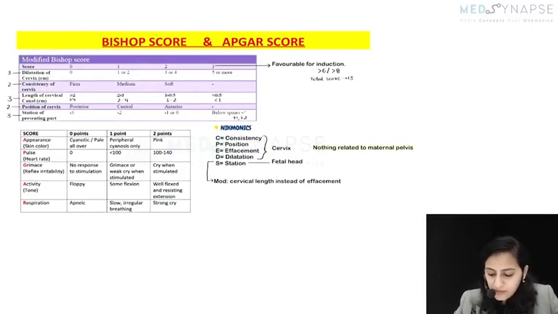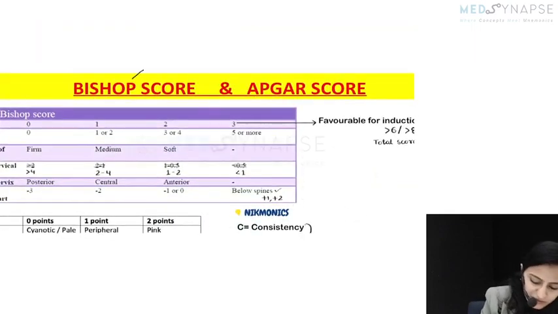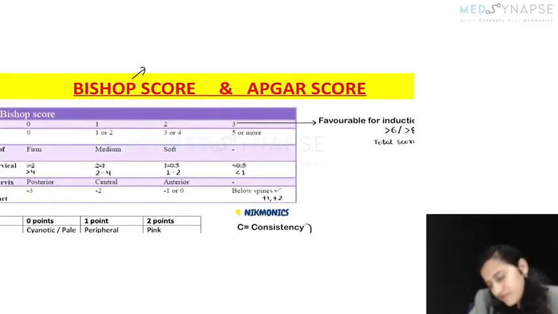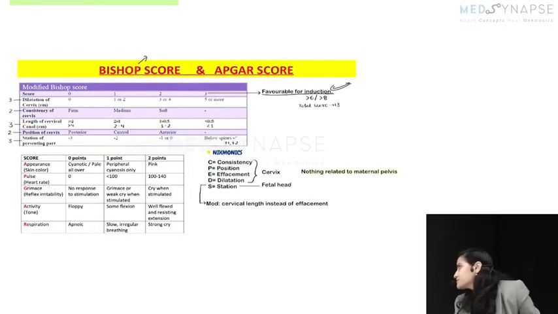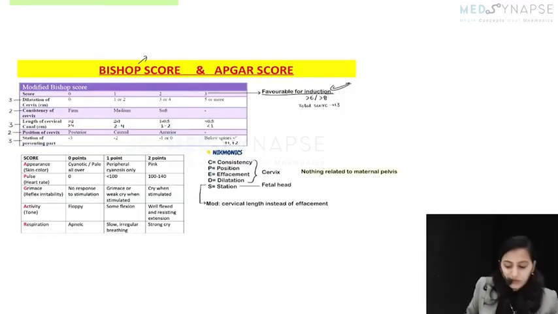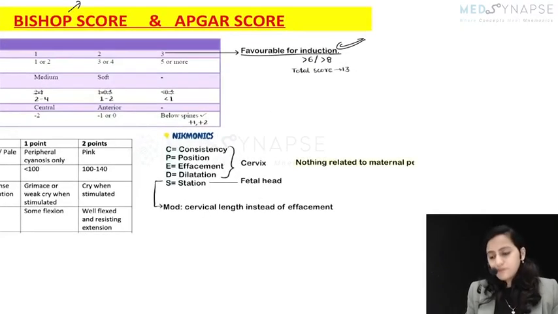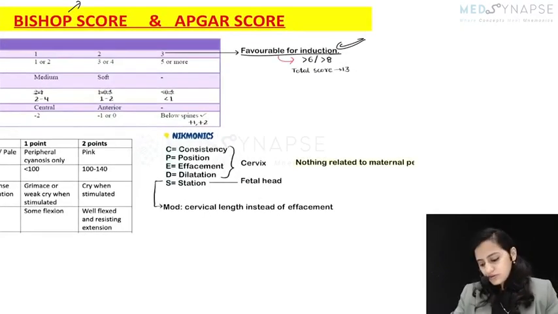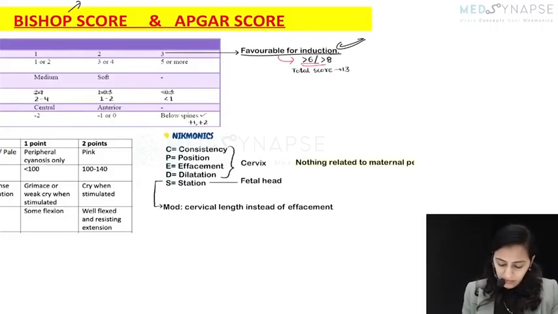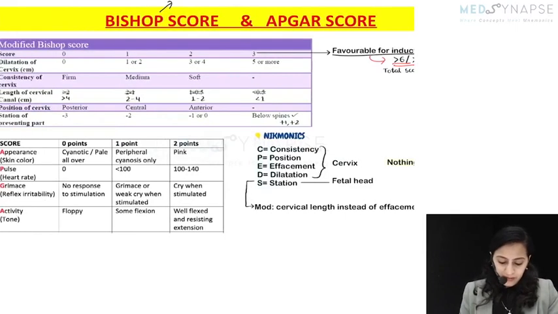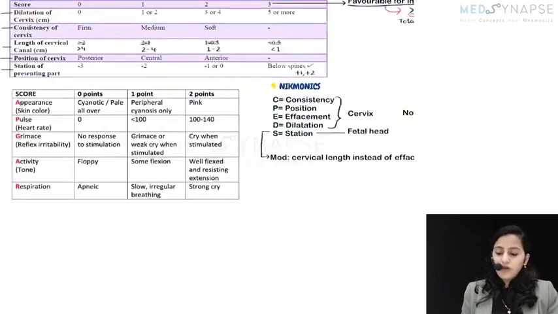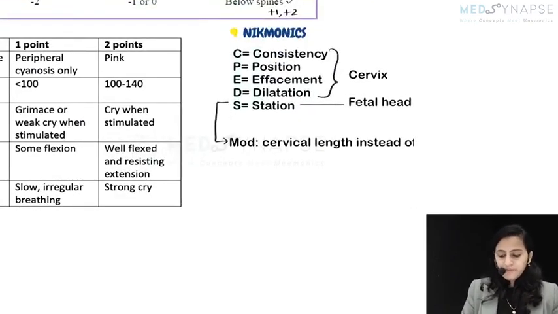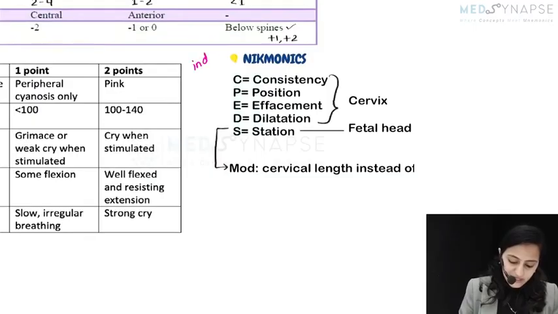Bishop score, Apgar score. Bishop score is used for looking at the favorability for induction, the cervical induction. So favorable है कि नहीं induce करने के लिए, that is what the Bishop score is used for. If the score is less or the score is more, when is it called favorable? The score has to be more than 6. So you have the modified Bishop score. What is modified? What was the original Bishop score?